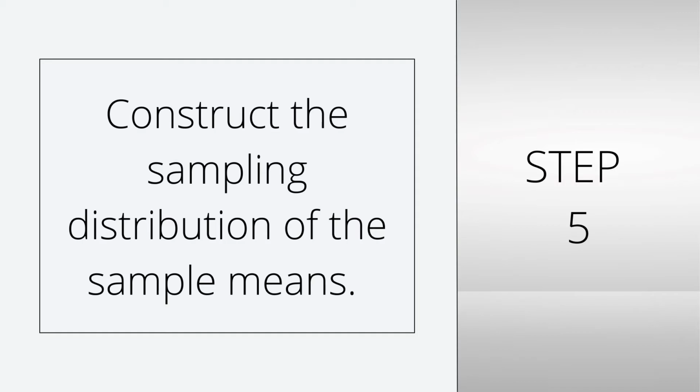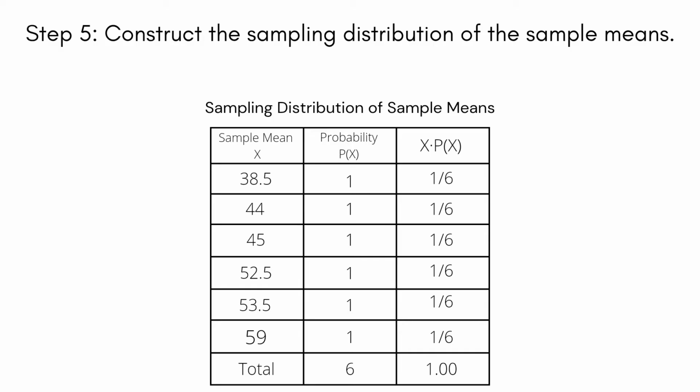Fifth step, construct the sampling distribution of the sample means. We made a table with 3 columns. The first column contains the sample mean. The second column contains the frequency. And the third column contains the probability.